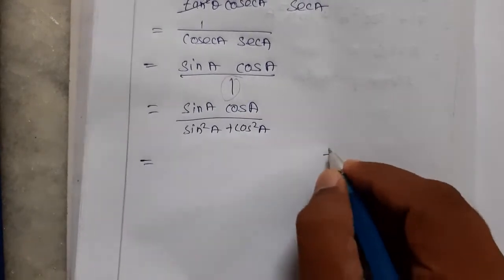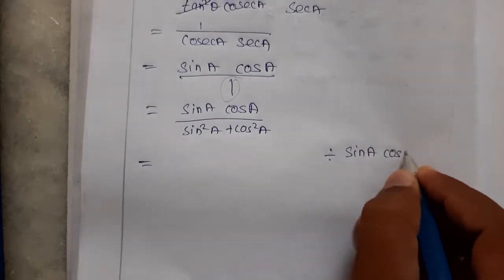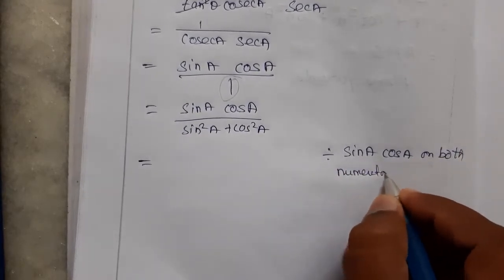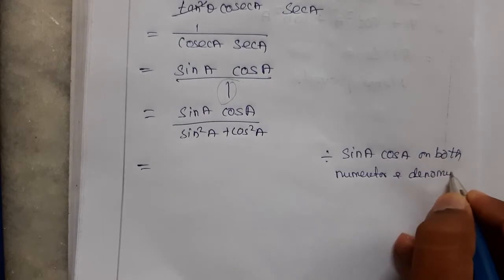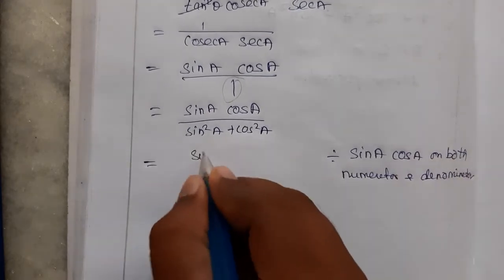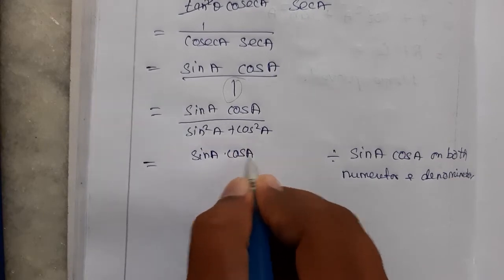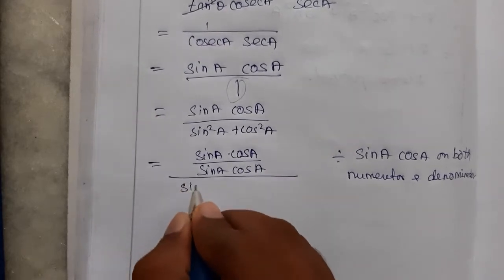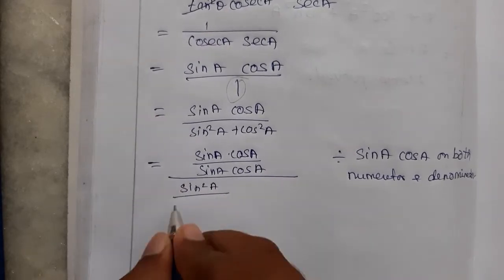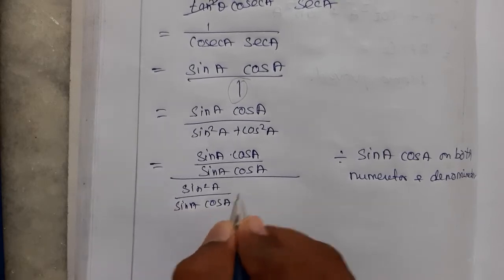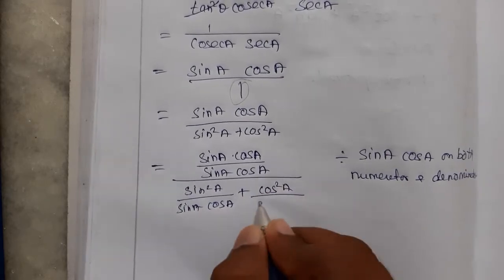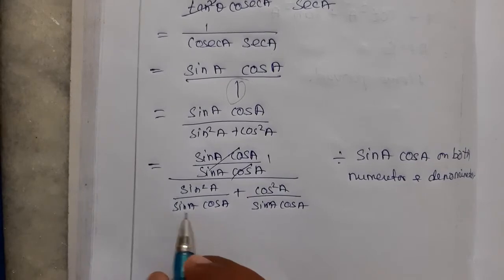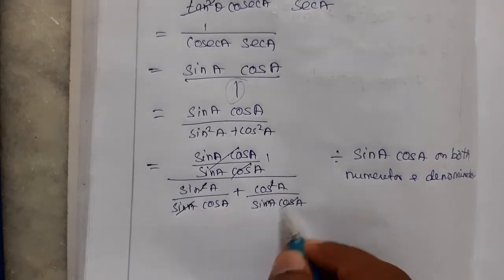So we are going to divide sine A cos A on both numerator and denominator, so that we will get the numerator as a 1, right? So sine A into cos A divided by sine A into cos A. In the denominator we have 2 terms, so there also we get cancellation, right? Sine square A by sine A cos A plus cos square A by sine A cos A. So in the numerator we got a 1, and in the denominator the square and this sine get cancelled, and the square and this cos get cancelled.